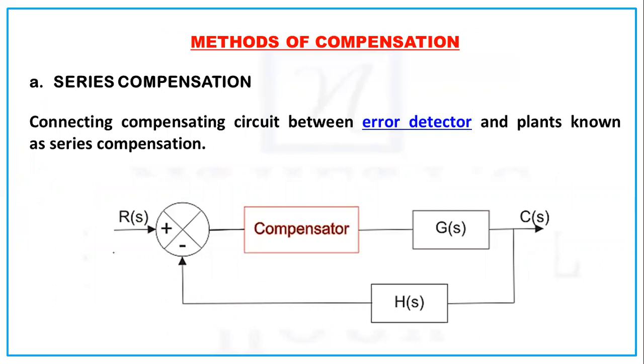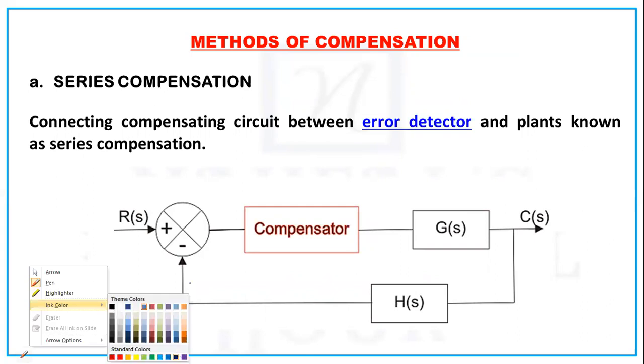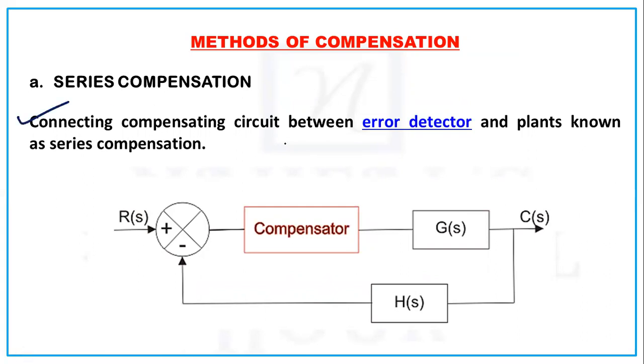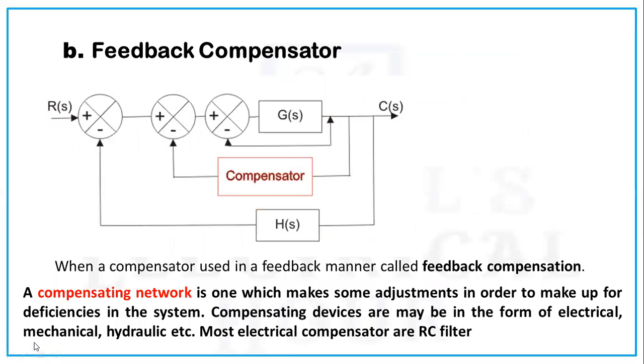This compensating device can be added in series with the forward loop path, as well as in parallel. Connecting a compensating circuit between the error detector and the plant is known as series compensation. So the compensator is here, between the error detector and the plant. This is series. Now the next one is the feedback compensator. When the compensator is used in a feedback manner, as you can see here, it is called a feedback compensator.